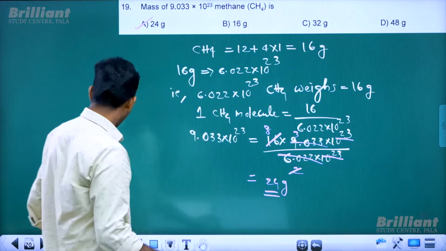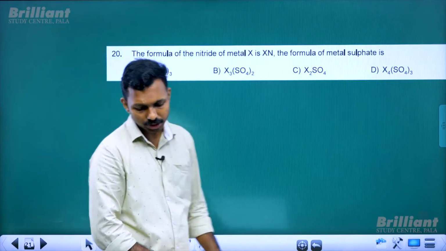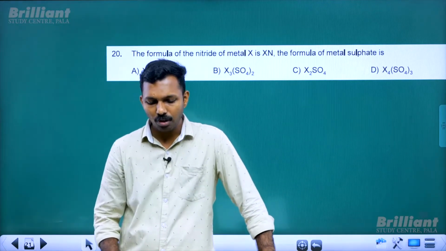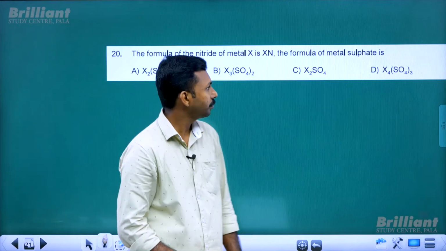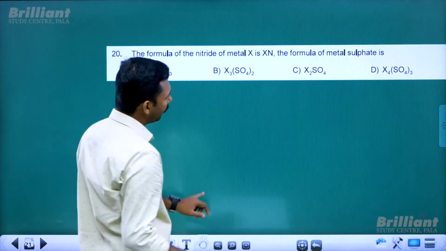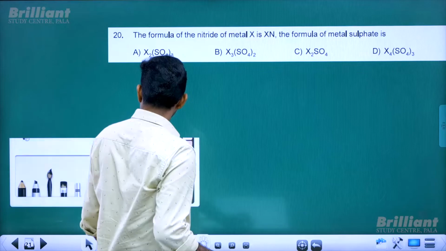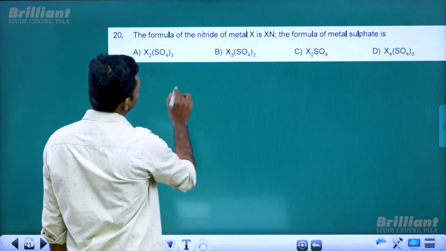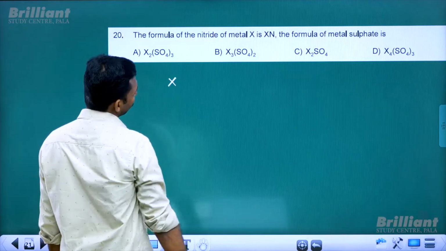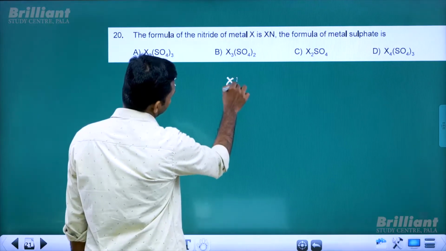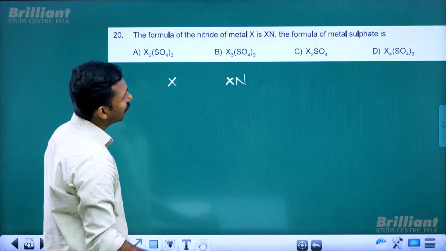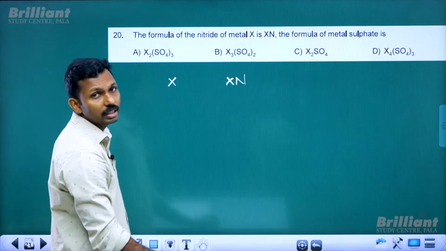That is option A. So going to 20th question: the formula of nitride of metal is XN. The formula of metal sulfate is what? So the formula of a metal nitride, where the metal is X here and the metal nitride is XN here. So what will be the formula of metal sulfate? That is what we have to calculate.